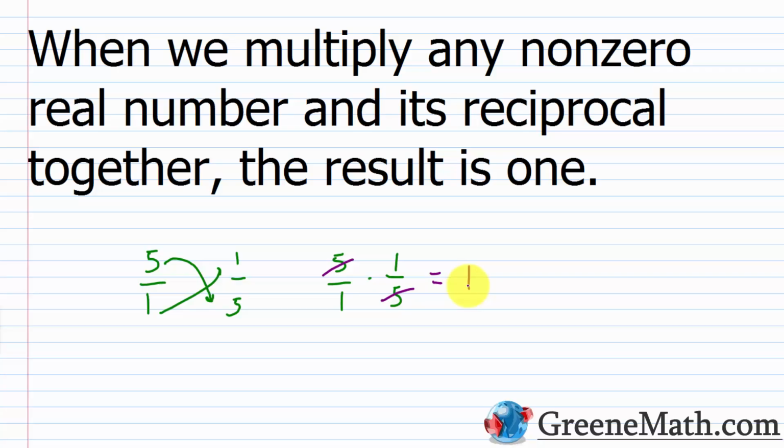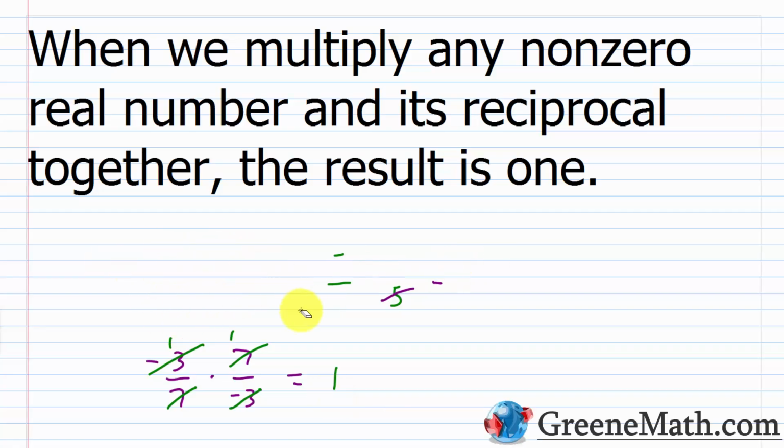So let's just say we had something like negative 3/7, and I multiplied this by 7 over negative 3. You can see that this 7 would cancel with this 7. This negative 3 would cancel with this negative 3. You basically have 1 times 1, or just 1 as a result. So again, we're going to use this when we're solving equations.